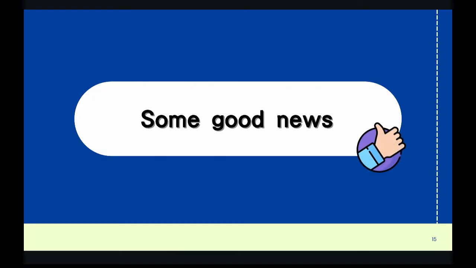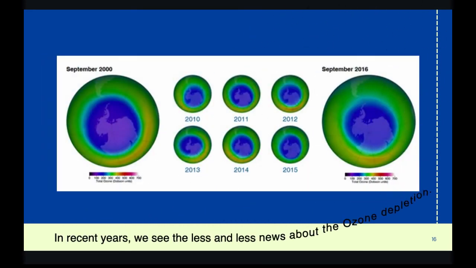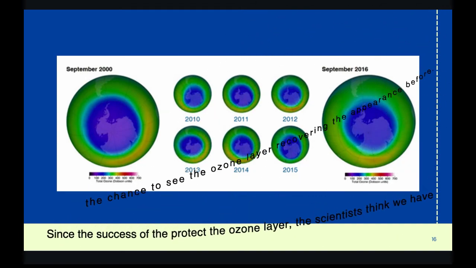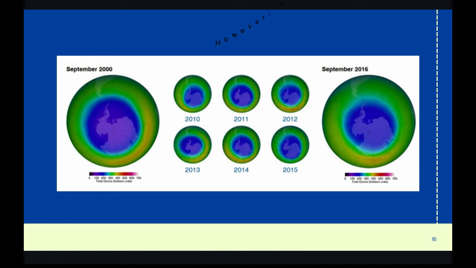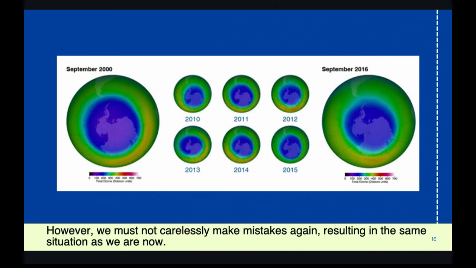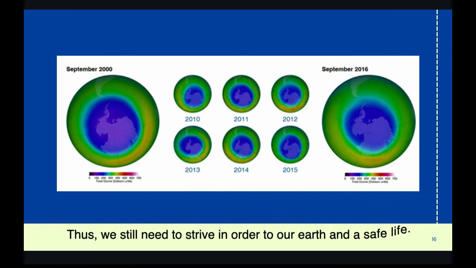Some good news. In recent years, we see less and less news about ozone depletion. Since the success of protecting the ozone layer, scientists think we have the chance to see the ozone layer recover to its earlier appearance. However, we must not carelessly make mistakes again, resulting in the same situation as we are in now. Thus, we still need to strive for our Earth and a safe life.